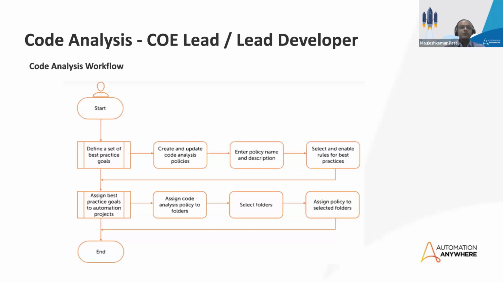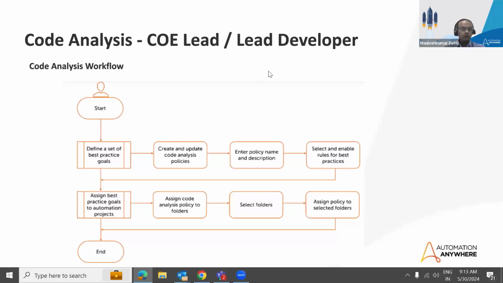Okay, so that's the flow the CoE lead or lead developer follows. They define a set of practices, or I would say a set of policies. So they can create and update the policy. They give the policy name. I'm going to show that during the live session, so it will be taken care of. And then they can assign it to a specific folder. Let's say majority of us have a bot folder. If you want to assign it at the default folder, you can, or if you want to assign it to an individual folder, you can do that.